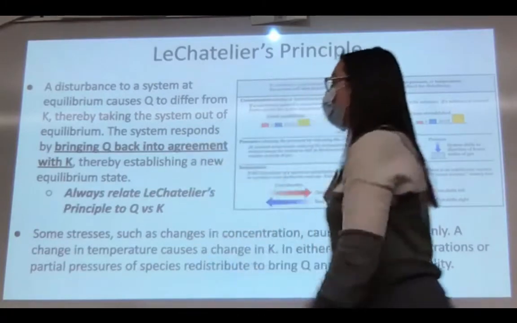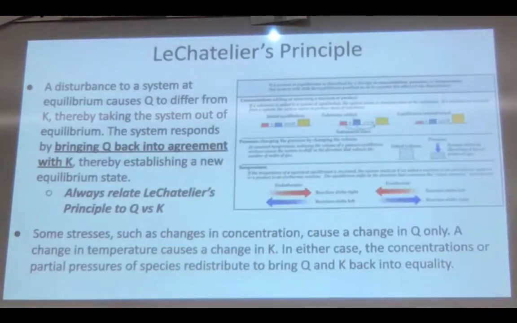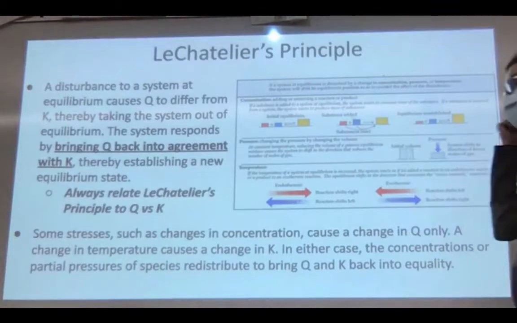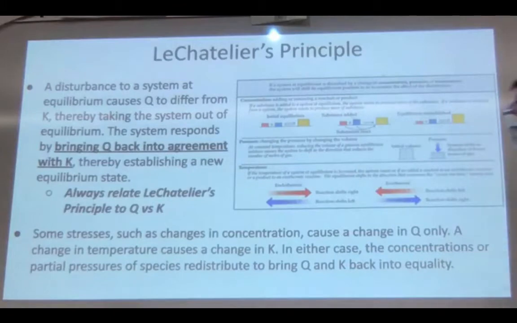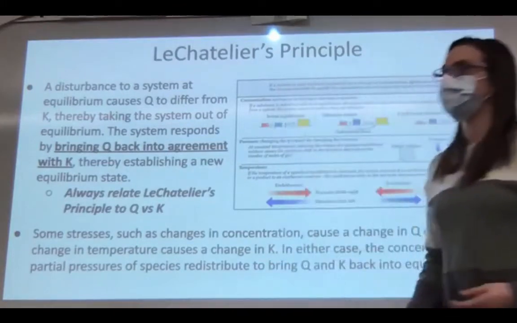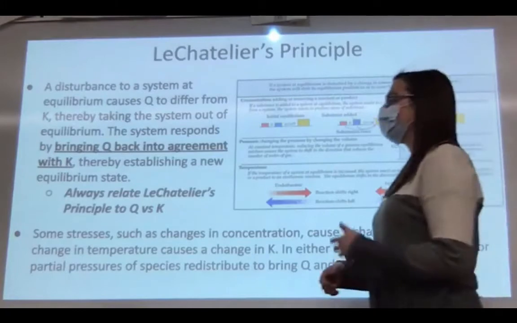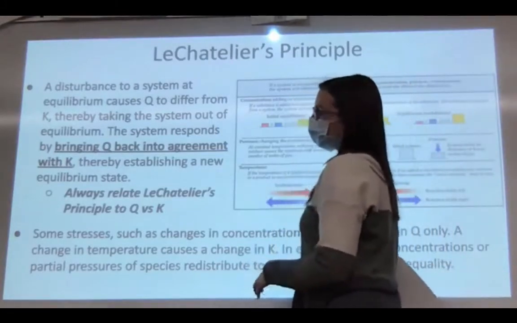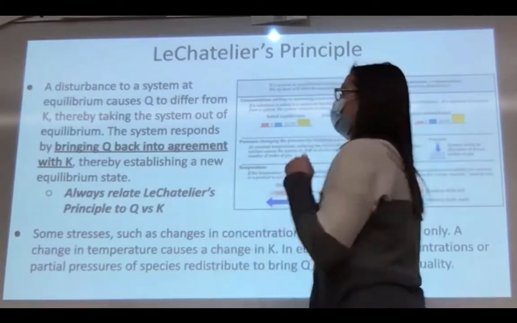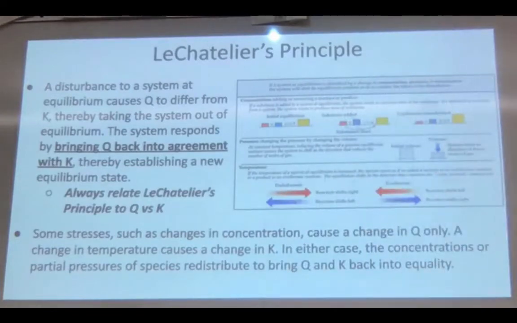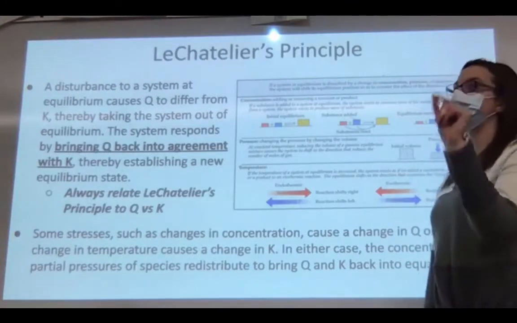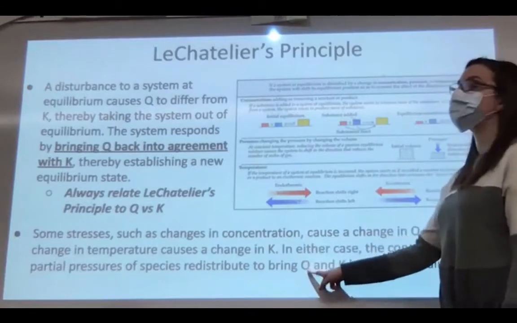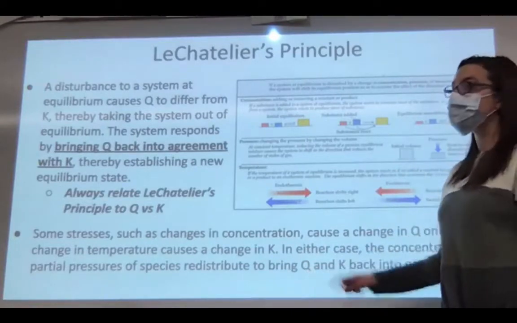Now, we can also relate this to Q versus K. And we will look at some examples where the question actually says justify using Q versus K. So instead of just saying, well, you're adding reactants, so it's going to shift this way, or you're adding products, it's going to shift this way, we can also relate it to Q versus K. And they've started asking more and more questions where you're talking about how changing the equilibrium changes K. Because remember, when you make a change, K is a constant. The only thing that changes K is temperature, because that changes the rate constant.